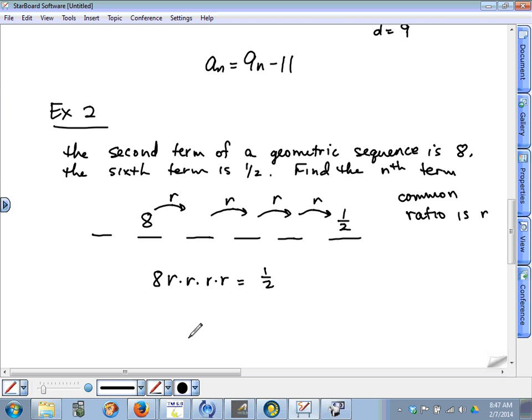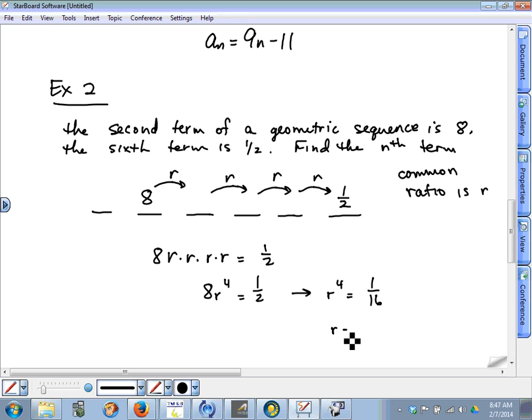This is going to help us figure out what that common ratio is. 8 times r times r times r times r. What's a better way of writing that? 8r to the 4th equals 1/2. Divide by 8. So r to the 4th is equal to 1/16.